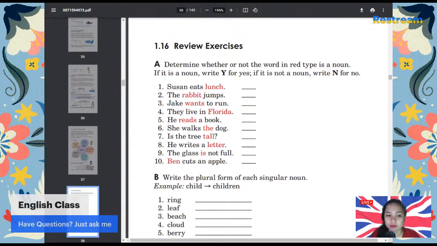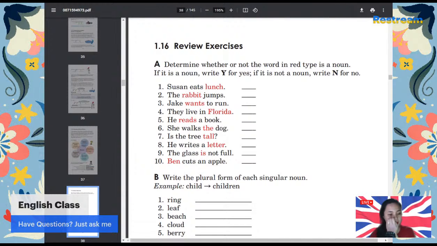So next, number four, they live in Florida. The red word here is the word Florida. Is Florida a noun? Yes or no? Yes, because Florida is a name of a place. So yes, that is a noun.